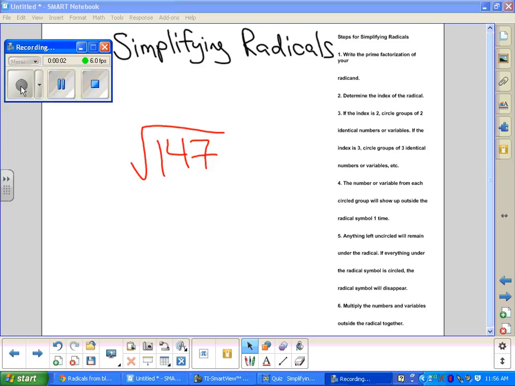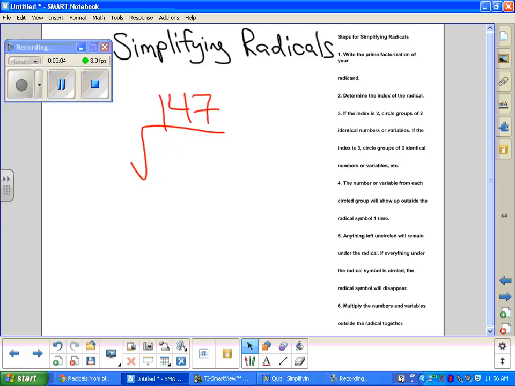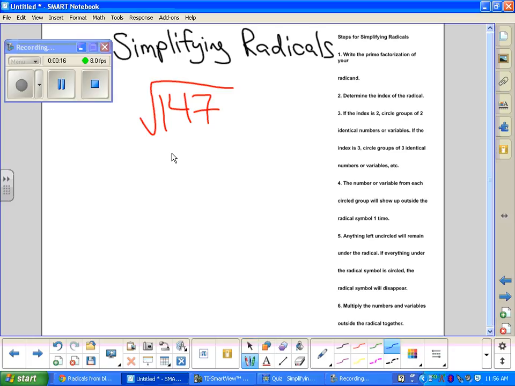All right, here's example 1 for simplifying radicals. If you're asked to simplify the square root of 147, I have your notes, the notes that you were given in class, on the side right here. Step number 1 tells you to write the prime factorization of your radicand.